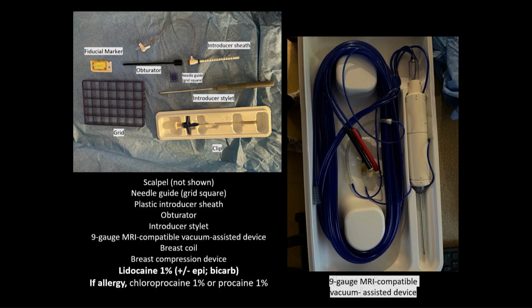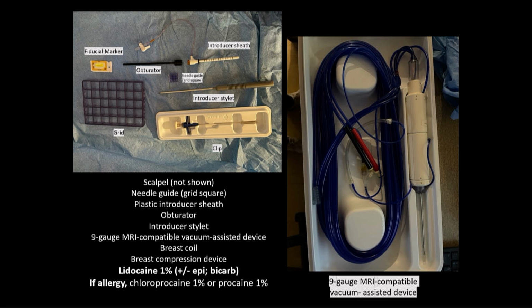So everyone has different equipment, and so it's important to be accustomed to your own equipment and just be comfortable with it. So at our institution, some of us use a scalpel. I do, others in the group don't, so that's up to you. We have a needle guide, or your grid square. You have a plastic introducer sheath, which is where your introducer stylet will go in, and then it gets replaced by an obturator. We use a 9-gauge MRI-compatible vacuum-assisted device, and then you're going to have 2 types of those.